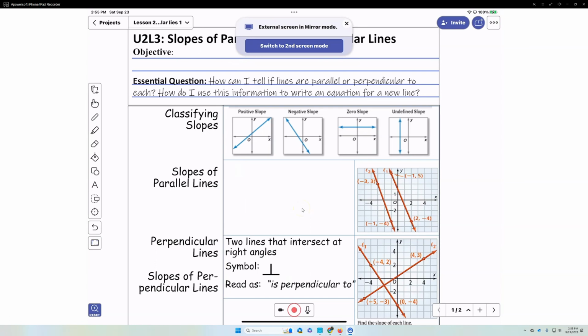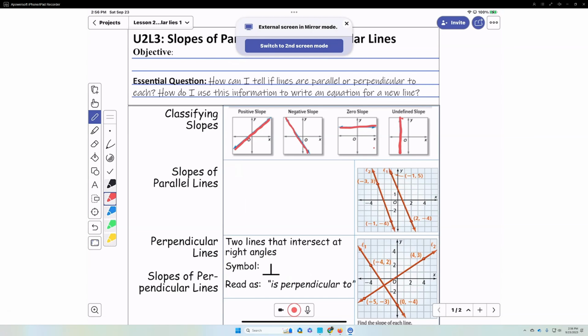Today's lesson will be on parallel lines and perpendicular lines. The first thing we need to talk about is what are the different types of slopes that we may have. One of them is a positive slope, so we're always going left to right. That's positive. We may have a negative slope, and we may have a zero slope or one that's undefined. The last two are a horizontal and a vertical line.